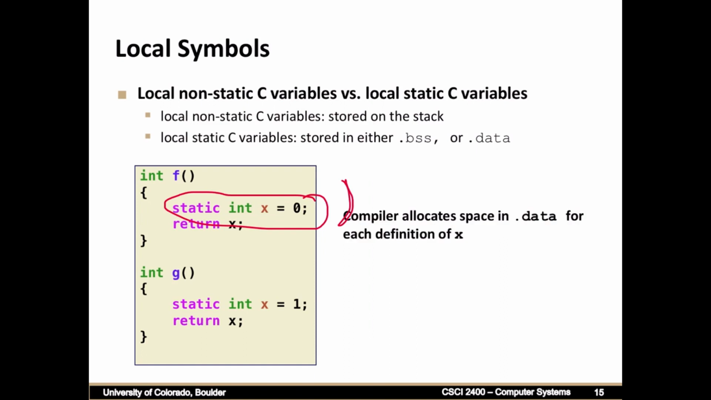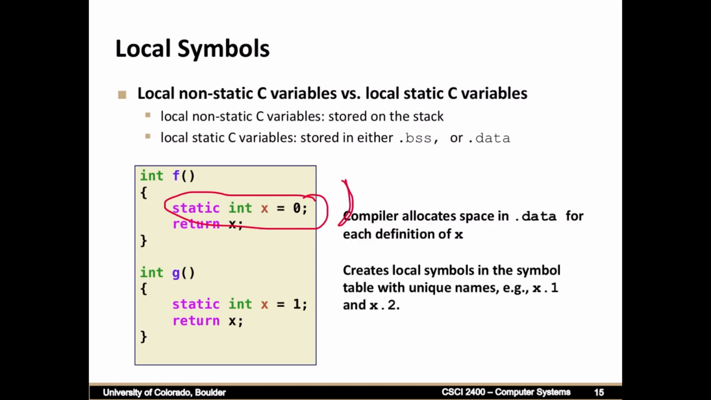So this program would actually allocate two different static variables. It's going to allocate space in data for each of the definitions of x, and it's going to create local symbols in the symbol tables with unique names. So, x.1, x.2, x.f, x.g, something. And this value of x can only be referred to in this function here.